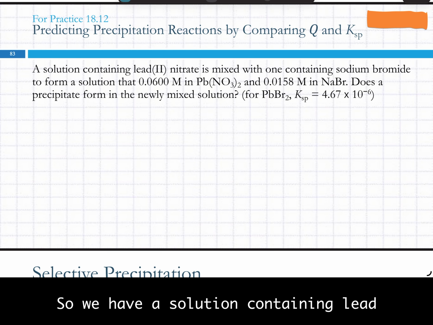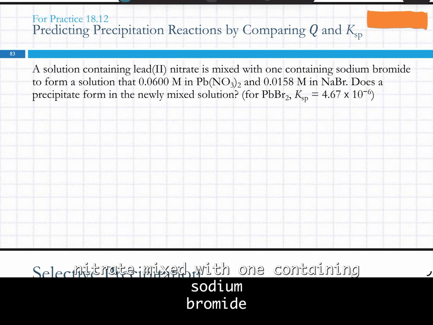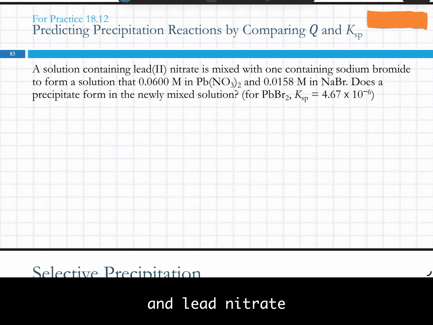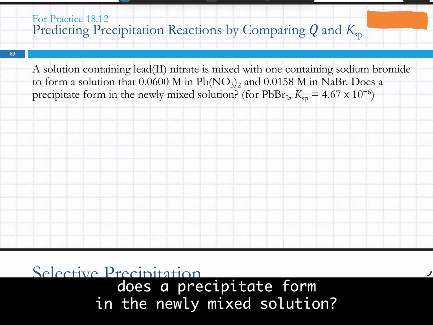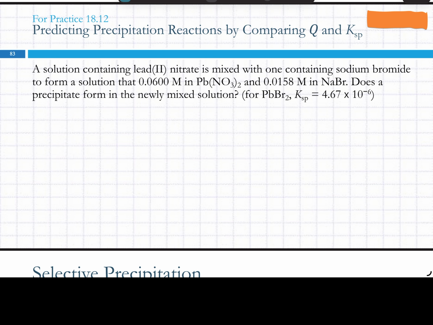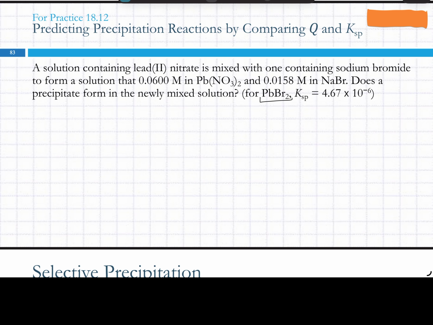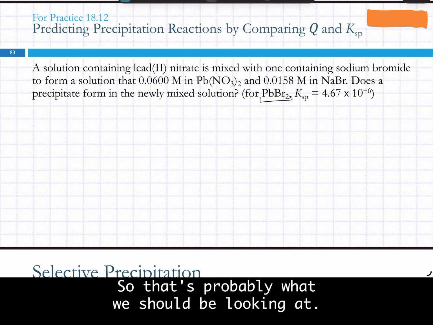So if you have a solution containing lead nitrate mixed with one containing sodium bromide to form a solution that is 0.06 molar in lead nitrate, 0.0158 molar in sodium bromide, does a precipitate form in the newly mixed solution? So really what we want to know is, does a precipitate form? They do give us the KSP for lead bromide. So that's probably what we should be looking at.